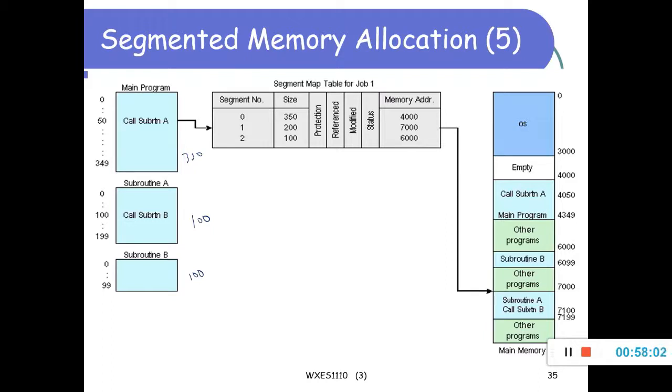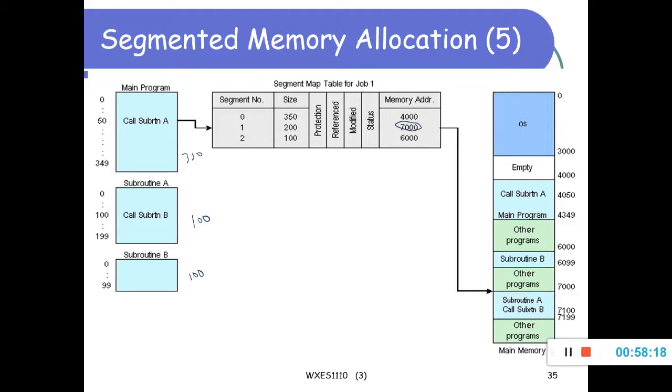Since segment size may vary, the displacement must be verified to make sure it is not out of the segment range. So you have segment 1, which consists of all of subroutine A. The system finds the beginning address of segment 1, which is addressed at 7,000.